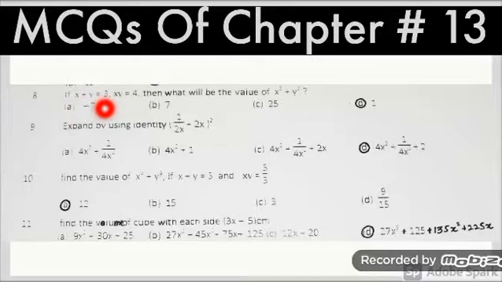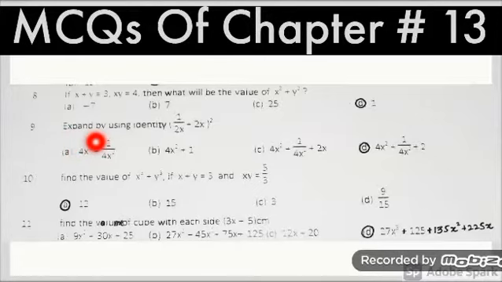After taking the square, we will put the value of xy in the equation, and then we will get the value of x square plus y square by solving the equation. The value of x square plus y square is equal to 1.